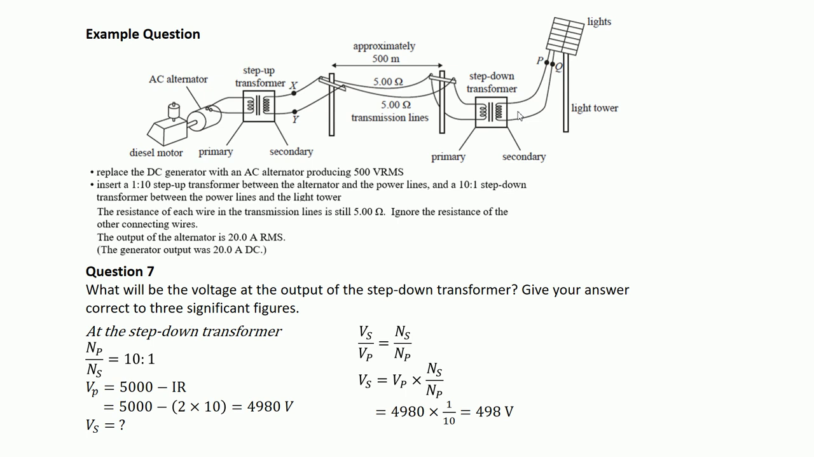I hope these examples have helped explain the system. Remember, we always have some kind of generator, a step-up transformer, transmission lines, a step-down transformer, and then some device or destination. I hope that's helped.